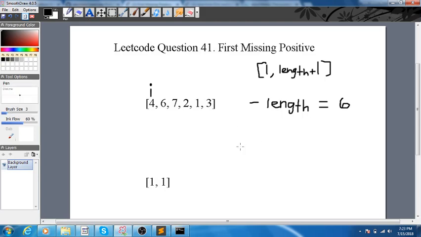For constant storage, you're going to be sorting the list a little bit. So you're going to find your first element, which is 4. We're going to put this in our 4th spot. So we'll put this in 1, 2, 3, 4, and we'll swap it with the 2.